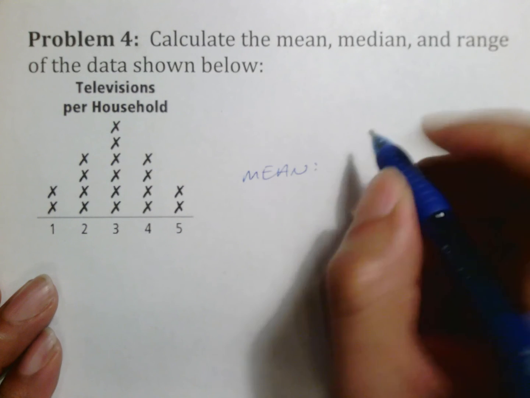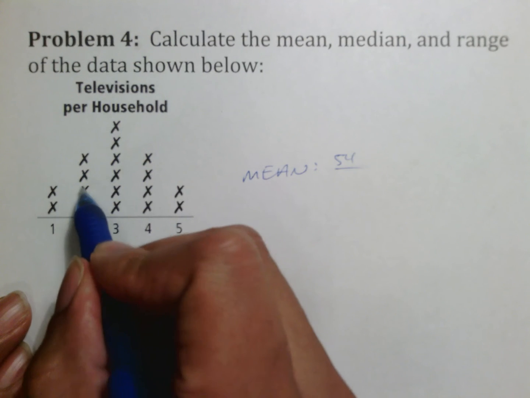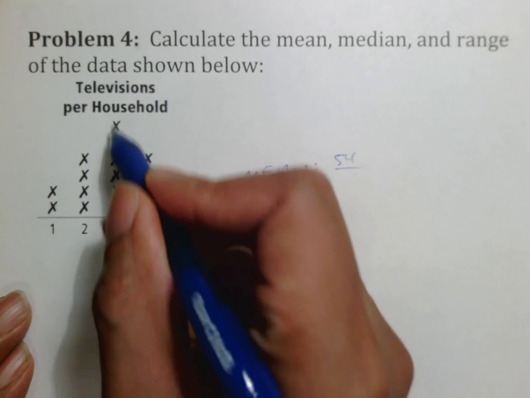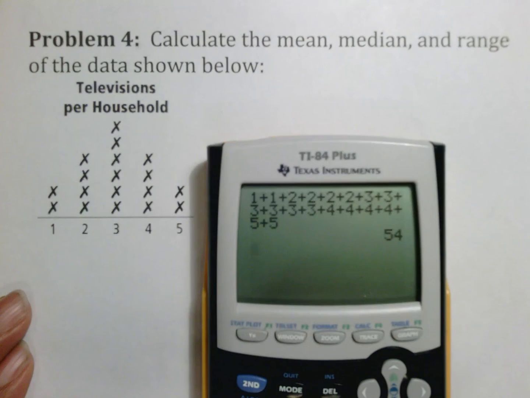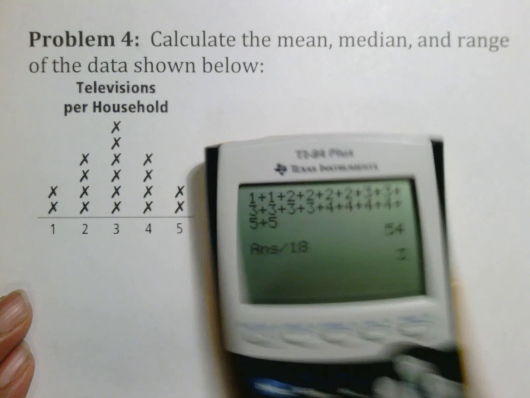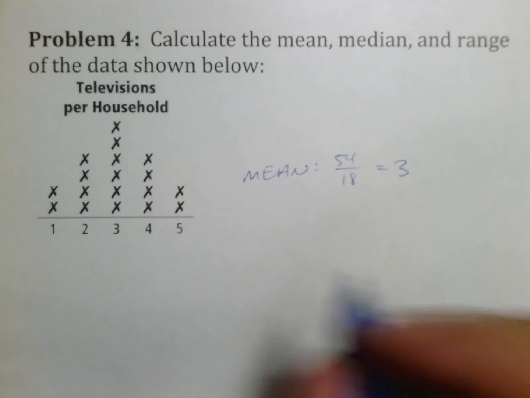And then when you add those up, your mean, remember, for mean you want to add them up first. That's 54 divided by the number of values: 1, 2, 3, 4, 5, 6, 7, 8, 9, 10, 11, 12, 13, 14, 15, 16, 17, 18. And 54 divided by 18, I think, is 3. Yep. So there's your 3, or your mean.